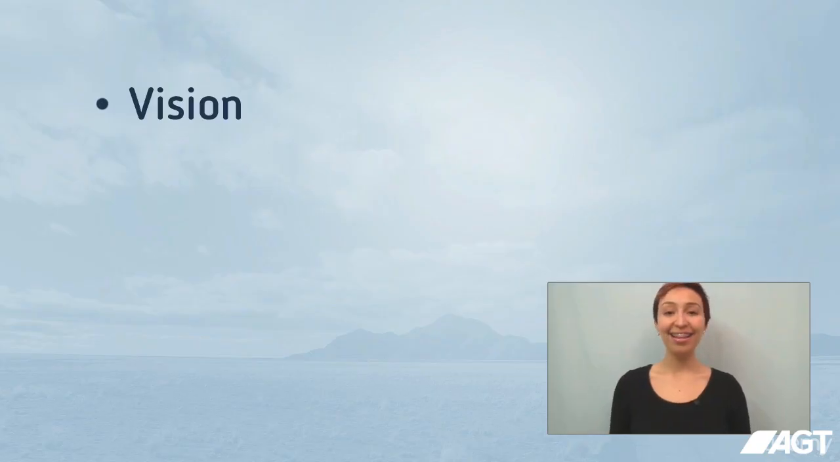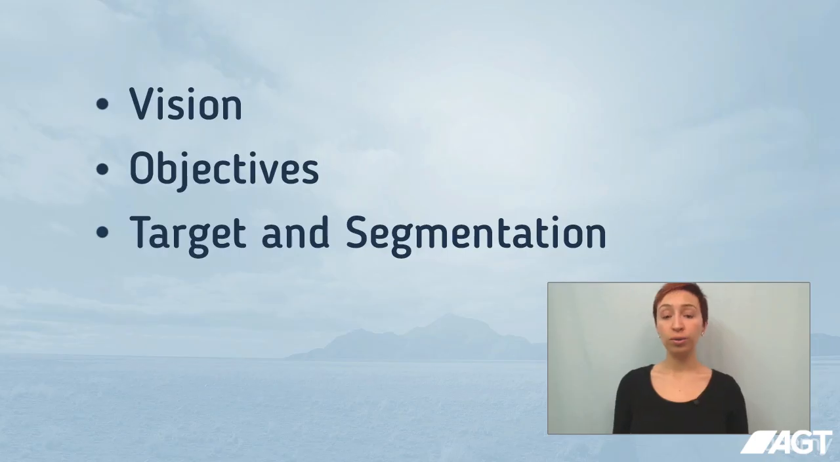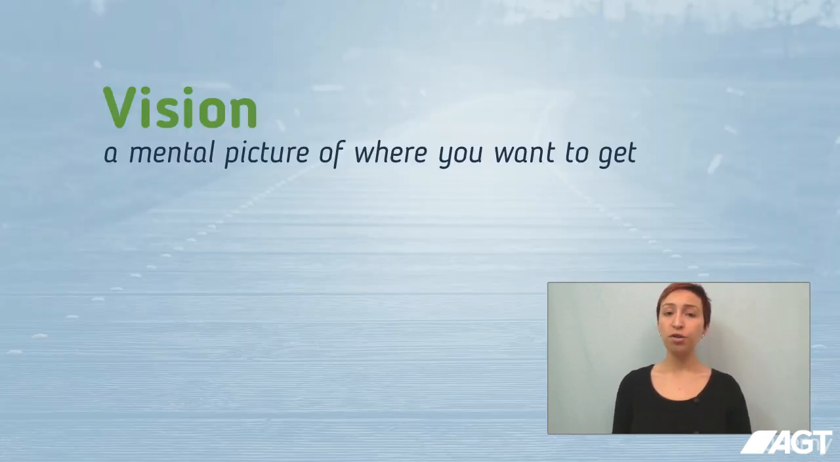Hi! In this lecture, we are going to talk about what a vision is and why you need one. We'll then move on to the importance of establishing clear objectives for your business and conclude by discussing targets and segmentation. The first thing you need to define when planning your marketing strategy is your vision, a sort of mental picture of where you want to get a few months or years from now. It should function as a roadmap for your future.